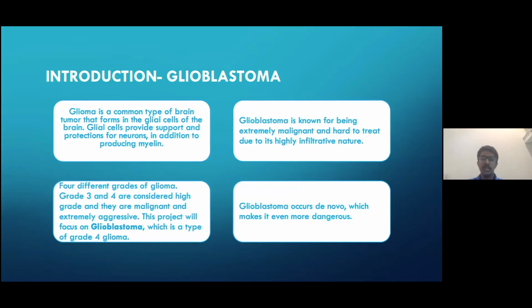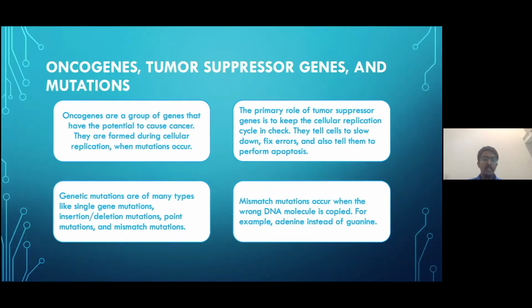Glioma is classified within 4 different grades based on the tumor's potential to spread. Grades 1 and 2 are referred to as low grade, while 3 and 4 are referred to as high grade. Oncogenes are a group of genes that have the potential to cause cancer. They are formed during cellular replication when mutations occur. Genetic mutations are of many types, like single gene mutations, insertion deletion mutations, point mutations, and mismatch mutations.